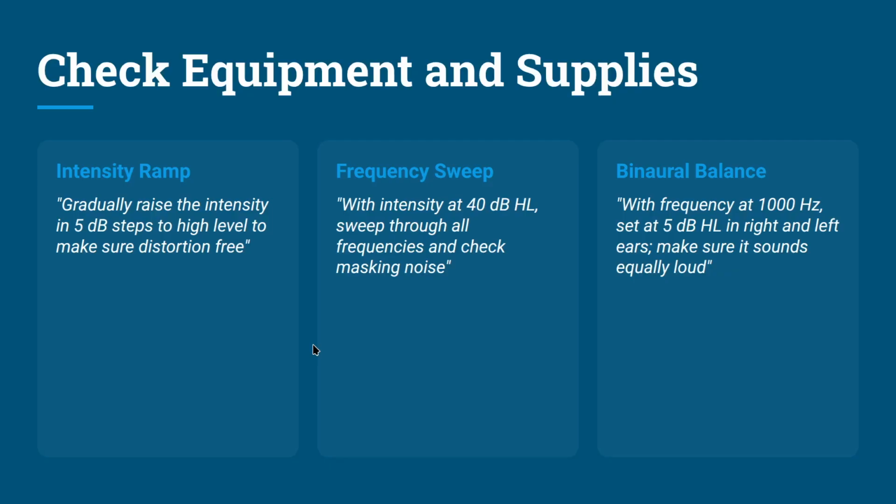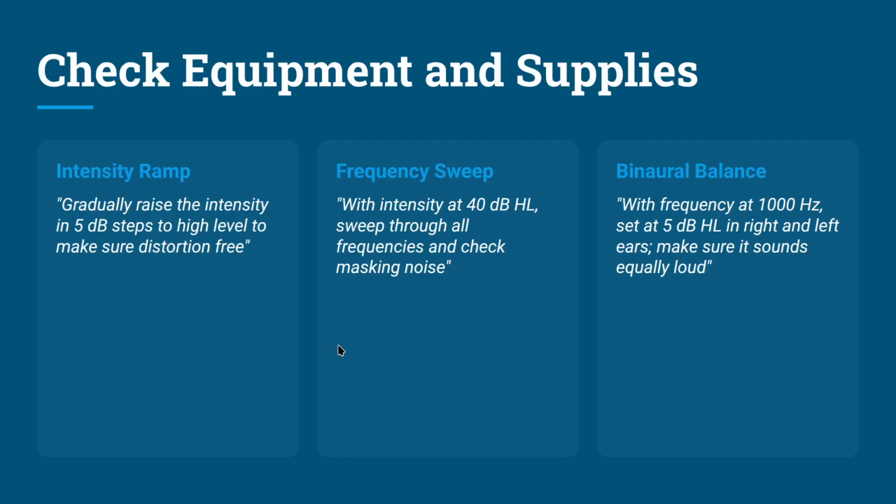Masking noise, in the clinical sense, is either a broadband noise or a narrowband noise used in the contralateral ear to make sure that the non-test ear isn't helping out the test ear.